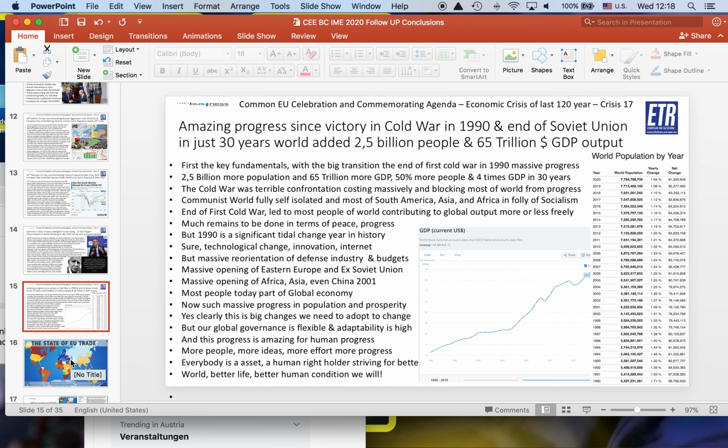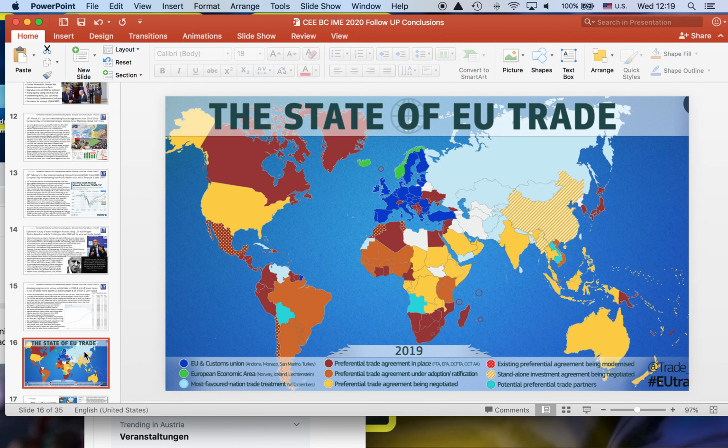Good. Obviously, more people is also more challenges in many times in the economic system. So we have much progress, but we also have to discuss now what needs to be done to adapt our system towards this new decade and this crisis, and how we have to do it. Now it's very important to see the state of EU trade, because for EU trade, a similar map also exists for America.